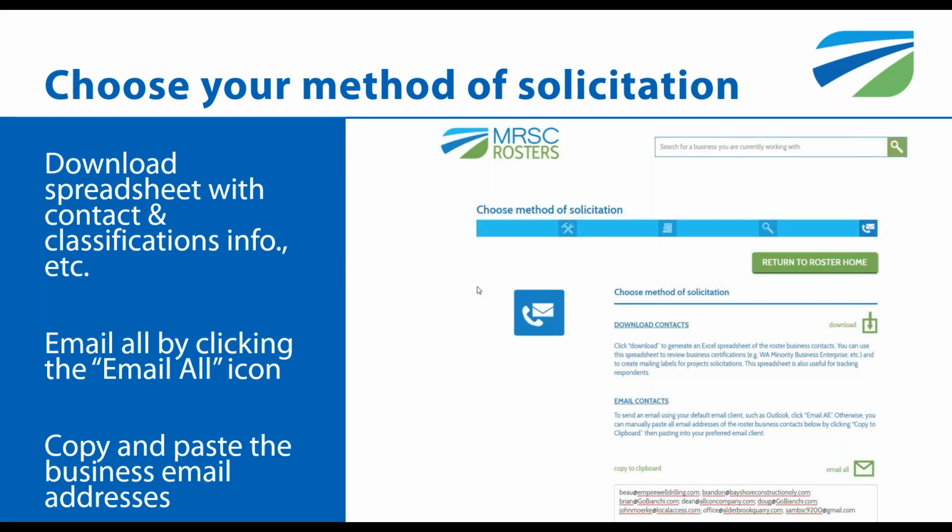Once you have gone through that process or clicked solicit all, you're going to land at the final page of the roster search, and that's your download contacts page. This is where you can get the contact information and grab this spreadsheet that allows you to review all of the contact information. Let me play this video, and hopefully it's easy enough to see, but this first option is to download all contacts. This gives you an Excel spreadsheet.